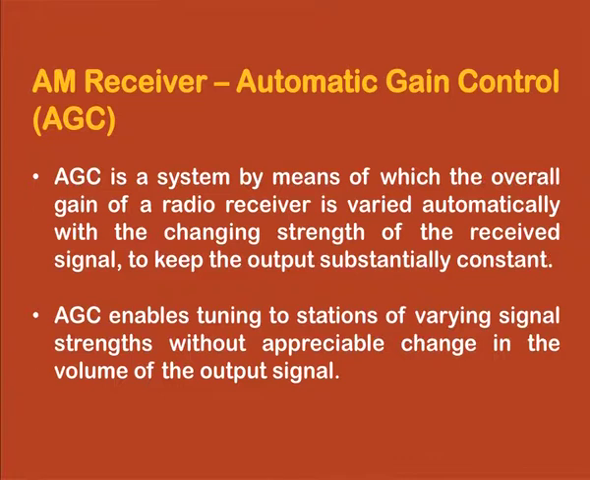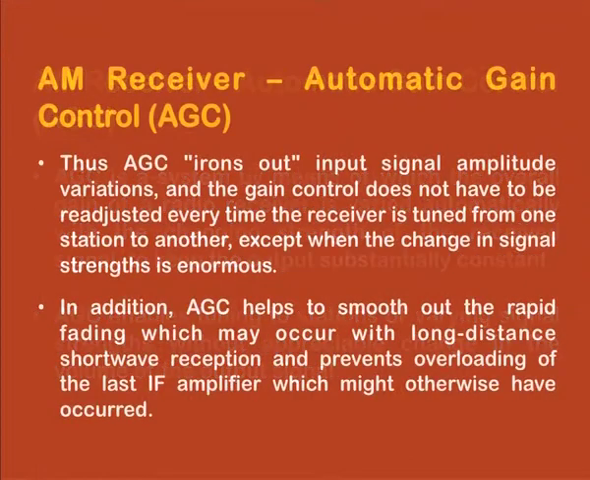AGC is a system by means of which the overall gain of the radio receiver is varied automatically with the changing strength of the received signal to keep the output substantially constant. AGC enables tuning of stations of varying signal strengths without appreciable change in the volume of the output signal. Thus, AGC irons out input signal amplitude variations, and the gain control does not have to be readjusted every time the receiver is tuned from one station to another, except when the change in signal strength is enormous.